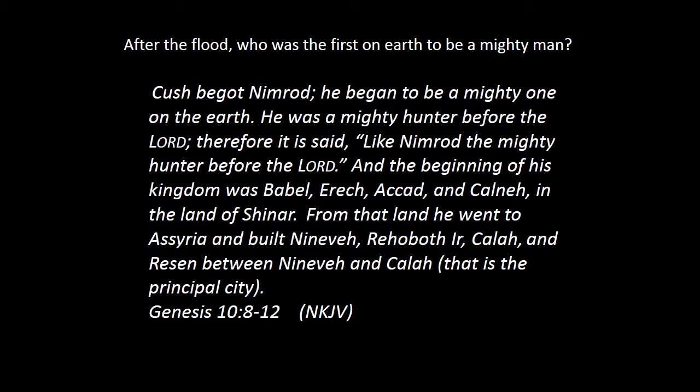He was a mighty hunter before the Lord. Therefore it is said, like Nimrod the mighty hunter before the Lord. And the beginning of his kingdom was Babel, Erech, Akkad and Calneh, in the land of Shinar. From that land he went to Assyria, and built Nineveh, Rehoboth, Calah, and Resen. Between Nineveh and Calah. That is the principal city.